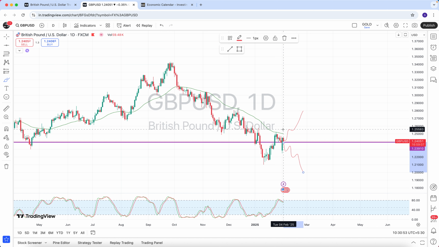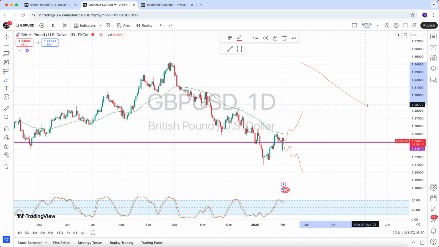And one more important thing I always follow is the 50-day moving average. So this is the 50-day moving average. I have put it on my chart for daily basis. Now what you need to see is that if candlesticks are below this 50-day moving average, every time it touches this 50-day moving average, it bounces and goes down.